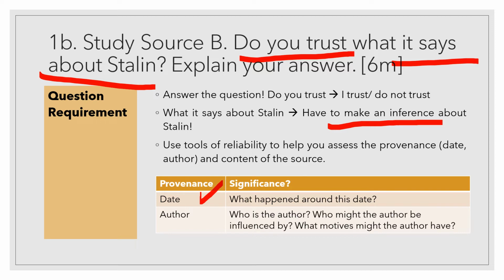The next thing you look out for would be the author. Now it may not always be clear from the source, but you can get clues from where this source was published to get an idea. So for the significance, you have to start questioning and thinking, who is the author, if the author is not clearly stated? And if the author is clearly stated, then you have to think further, who might the author be influenced by? What motives might the author have? So you have to question, you have to think through these questions.